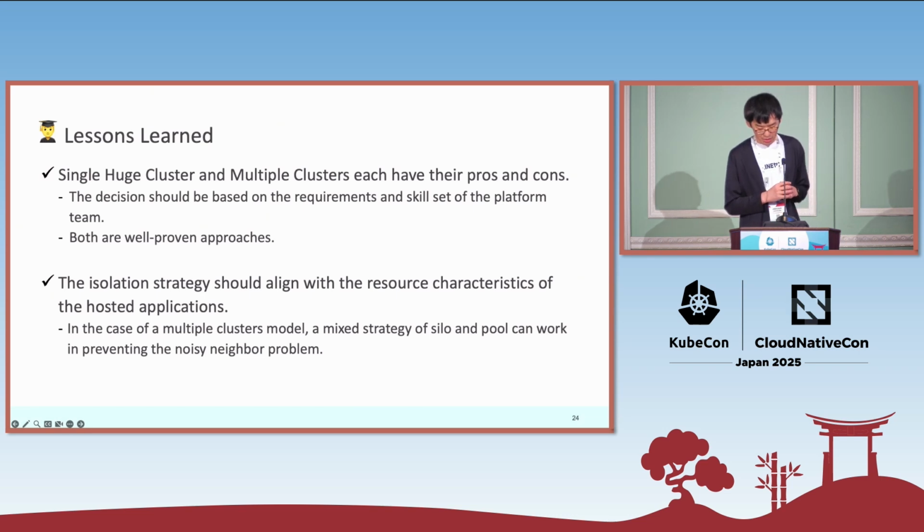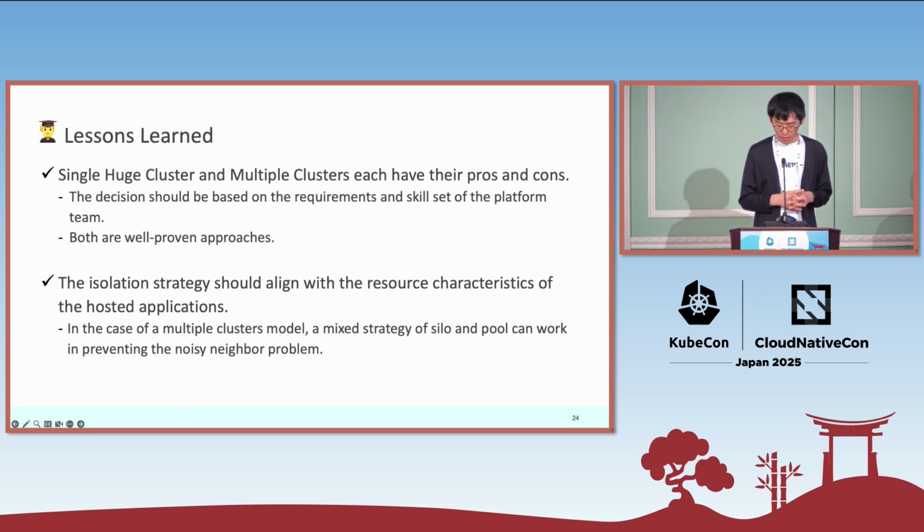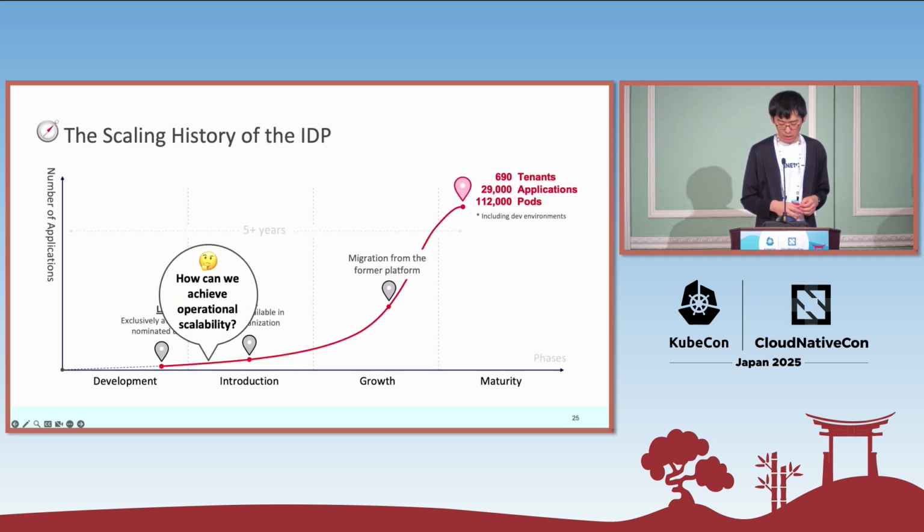So let me summarize what we've learned here. First, both single huge clusters and multiple clusters have their strengths and weaknesses. The best choice depends on your team's skills and requirements. Second, your isolation strategy should be based on the nature of the workloads. In our case, combining silo and pool models can help reduce the effects between applications. So let's move on to the next challenge.